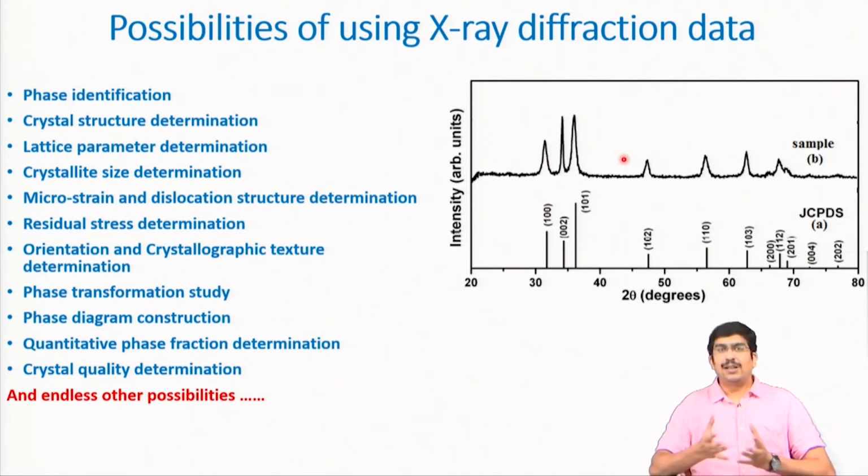You can find out the quantitative phase fraction, which is very useful for people working in the steel industry. They often ask us to determine the retained austenite volume fraction, that is, how much austenite is retained in the material at room temperature. From X-ray diffraction, using the intensity of the diffraction peaks, you can do a quantitative phase fraction determination.